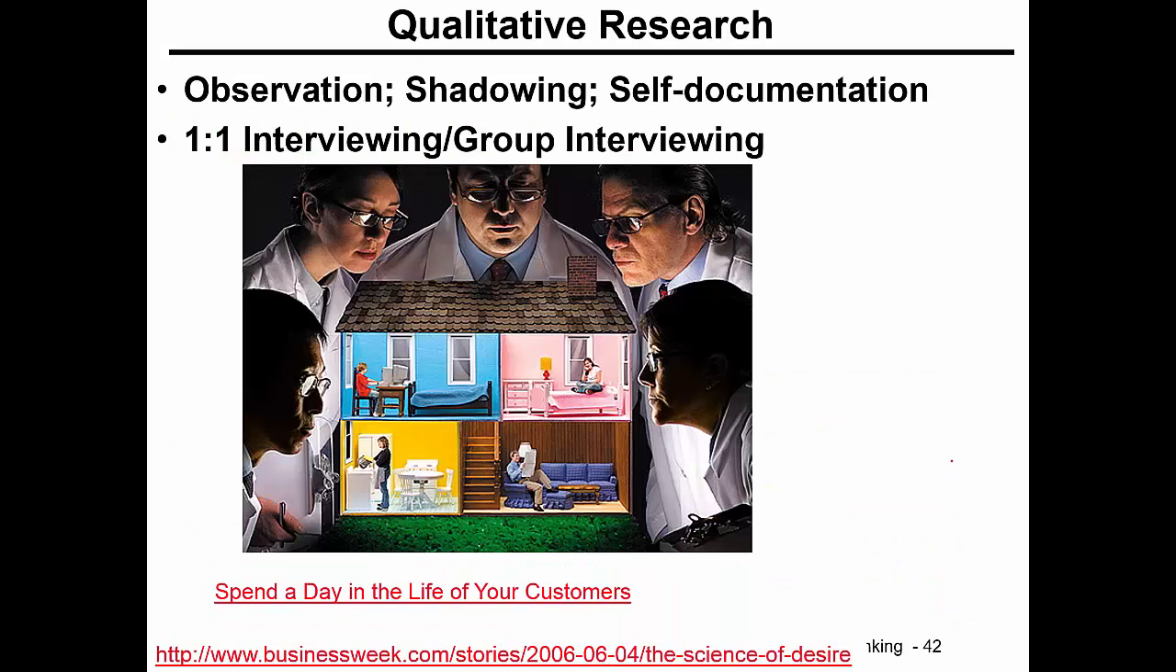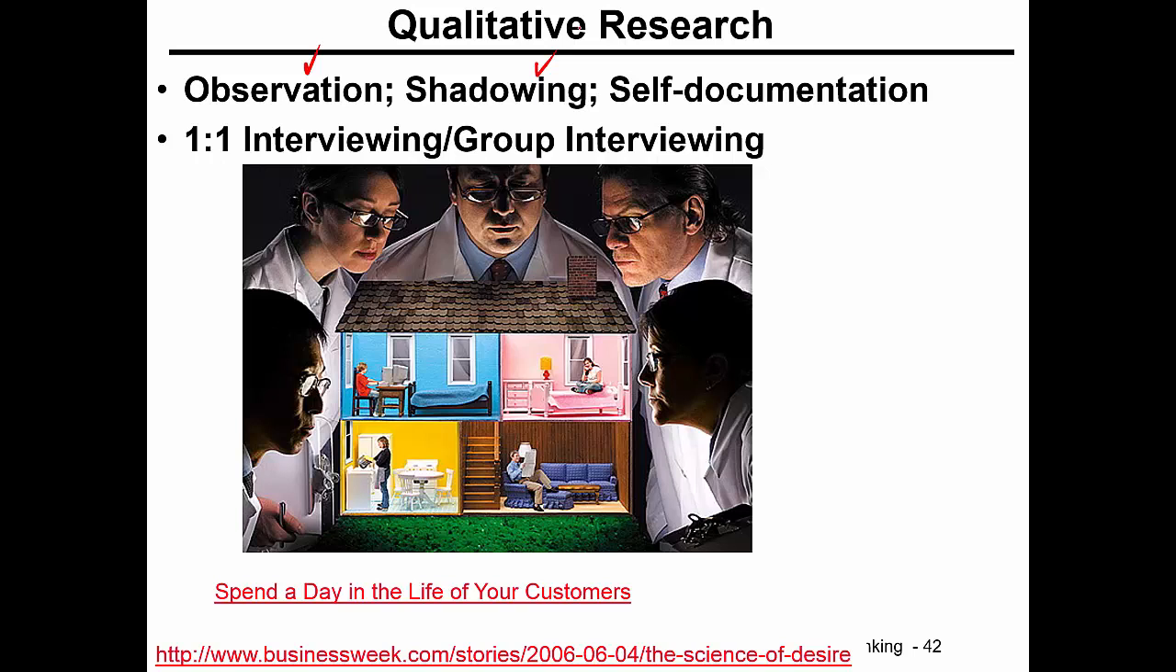So let's look at some of the research methodology used in design thinking. This method tends to be qualitative in nature through observation. Shadowing. Shadowing is a specific kind of observation where you follow a user or customer or the individual that you study. You just follow them and record what you have observed. Or you can ask the user to self-document their daily activity.